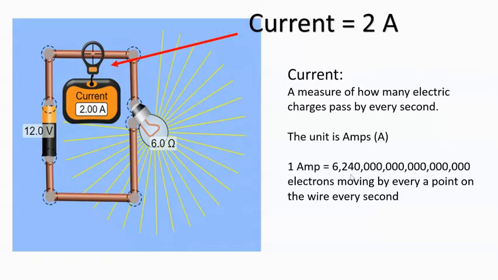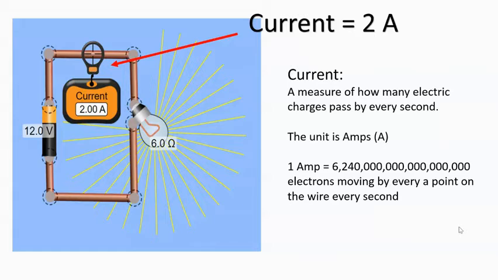All right, current. Current is a measure of how much electrical charge goes through a given place. If you imagine that you choose one spot on the wire and count how many electrical charges go by in 1 second, that would tell you how much current there is. The unit for current is amps, and an amp is quite a bit of electrons moving. It's about 6 quintillion electrons moving by every second.